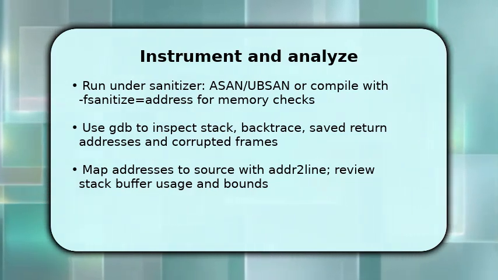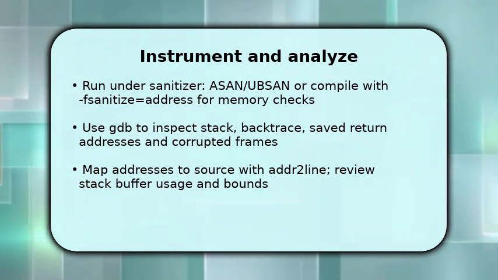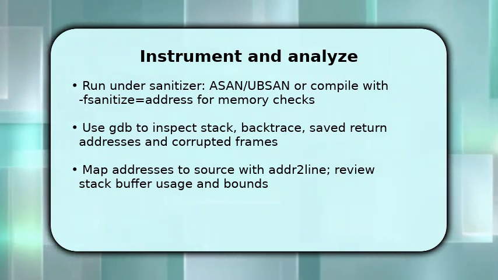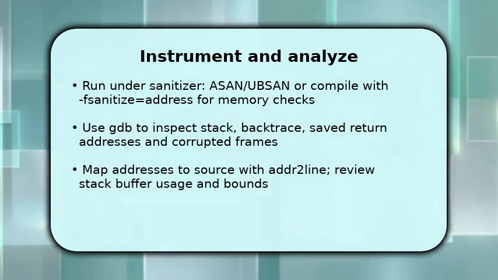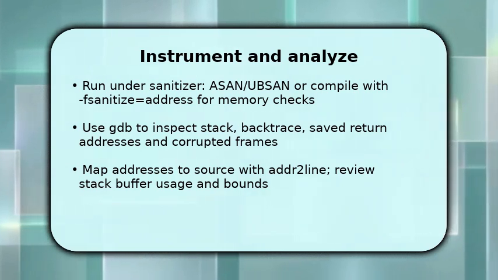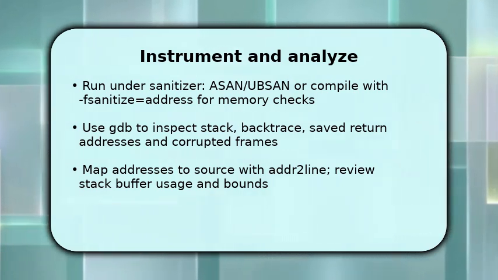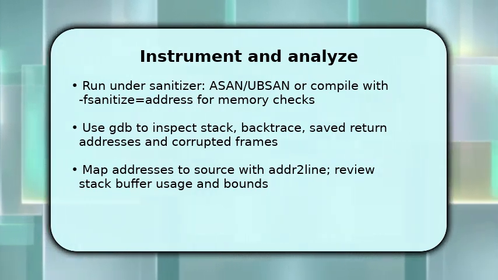If you cannot recompile, attach GDB to the crashing process and get a full backtrace. Examine saved return addresses and local buffer sizes to find overwritten regions. Once you have addresses, use addr2line or your symbol server to translate them into functions and lines. Then inspect code for unsafe functions or incorrect length calculations.